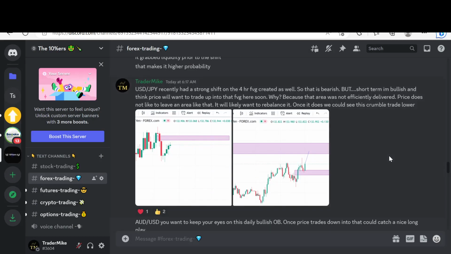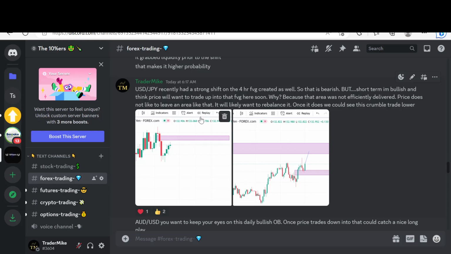So USD JPY recently had a strong shift on the 4-hour right here. See my cursor. So that is bearish, but short term is bullish, and I think price will want to trade up into that fair value gap here soon. Why? Because that area was not efficiently delivered, like we just talked about a second ago.